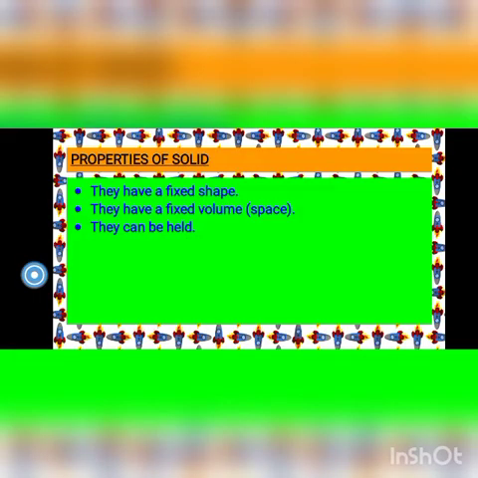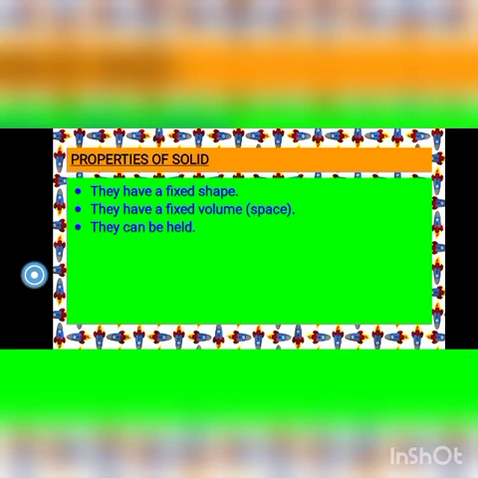So, what are the properties of solids? They have a fixed shape, they have a fixed volume, and they can be held. It means that solids retain their shape until and unless you do something to them. And they also take the same amount of space. It means if I take my phone and keep it in my bag, it will take the same amount of space when I keep the phone on the table. And you can also hold solids. So these are the properties of solids.